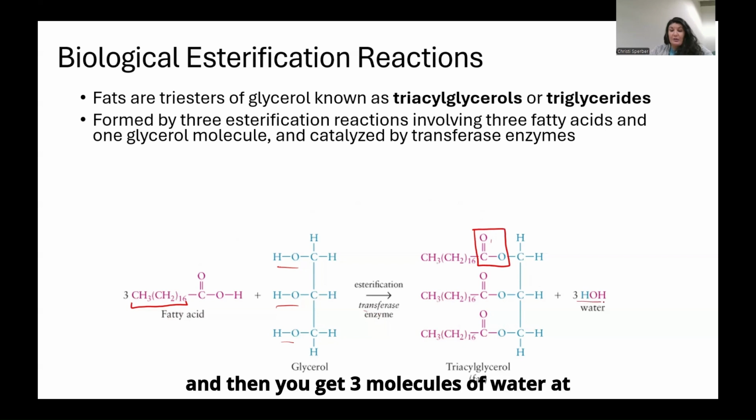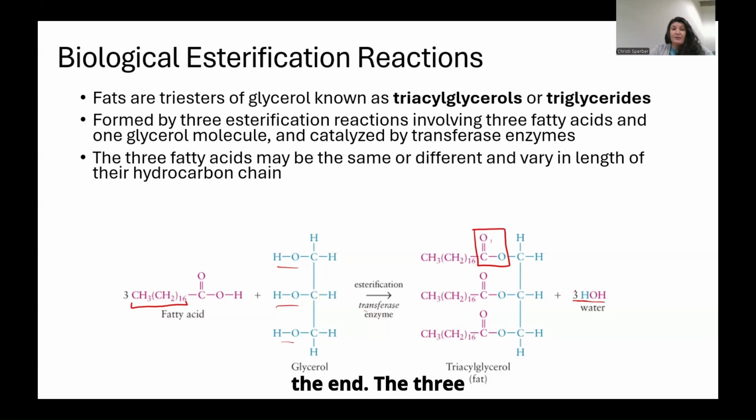And then you get 3 molecules of water at the end. The 3 fatty acids may be the same or different and vary in length of their hydrocarbon chain. So you don't need 3 of the same fatty acids here. You can have 3 different fatty acids. You can have 2 of the same fatty acids and 1 different.